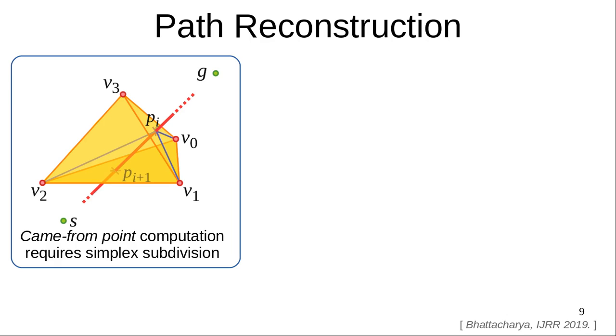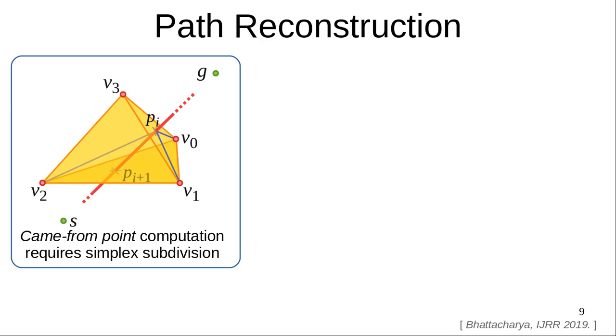So I talked about the progress of this S star search, the star search in the simplicial complex, but I haven't talked about how to compute the path. And as with any search algorithm, there is a second step that you have to do in order to reconstruct the path. And the key to doing that is to subdivide simplices as required.